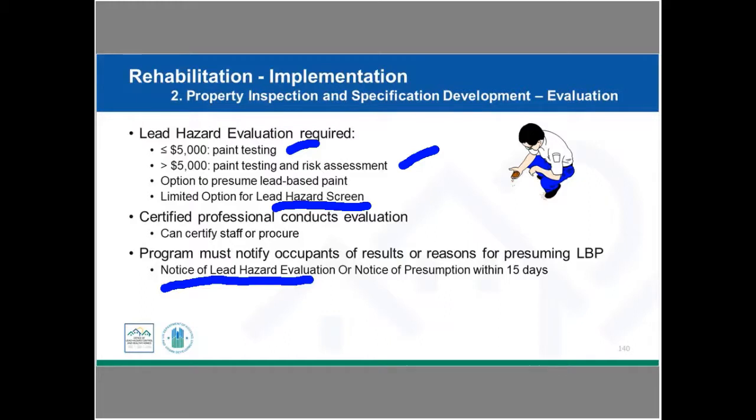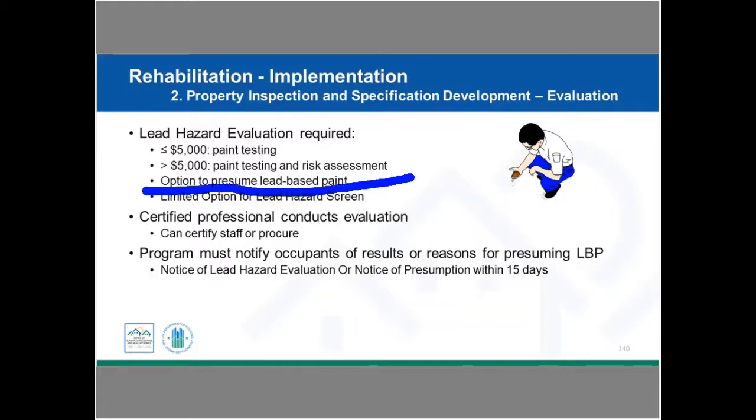If you decide not to do paint testing and risk assessments, if you decide to follow the presumption, if you're deciding that you're going to presume, then you're going to do a notice of presumption. And the notice of presumption also needs to be provided to the owners and the tenants within 15 days of making that presumption. So again, you're either going to do testing and a risk assessment, depending on what category, or presumption, okay? So you're going to pick one of these or the presumption method.